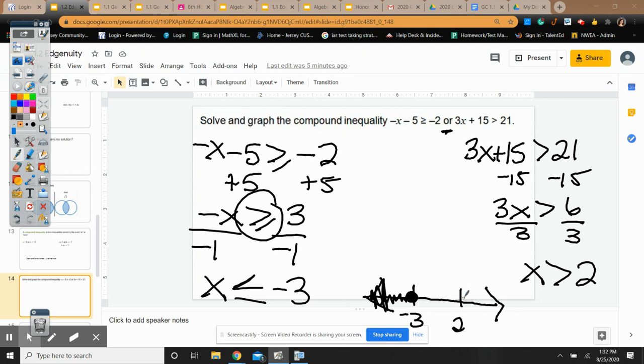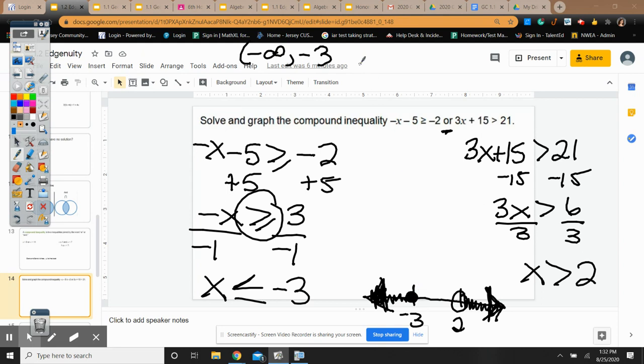2, open circle, shade right. Look, oars of the boat, row, row, row your boat. If you were to write this with that interval notation we talked about, I don't anticipate you having to do this. You'll have to do it next year in Algebra 3 if you take it. The graph tells you what you're looking at. You're looking at negative infinity, and then it stops at negative 3.